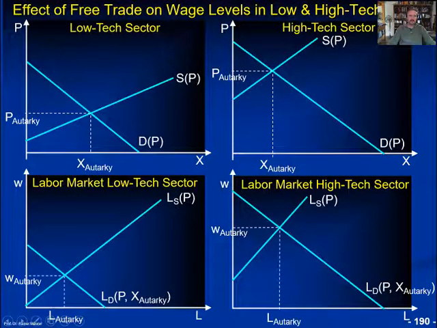To demonstrate the effect of free trade on the wage levels of a developing country graphically, these diagrams show in a stylized way the goods market, the markets here in the first row, and the labor markets, the markets here in the second row, of the low-tech sector, here the diagrams in the first column, and the high-tech sector, the diagrams here in the second column, of a typical developing country.